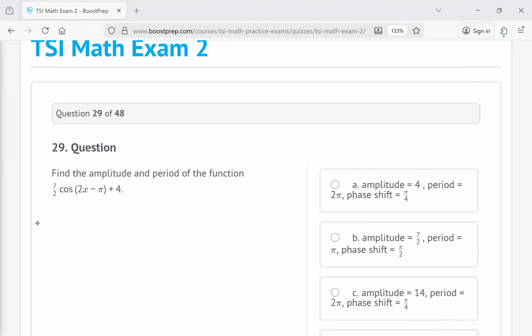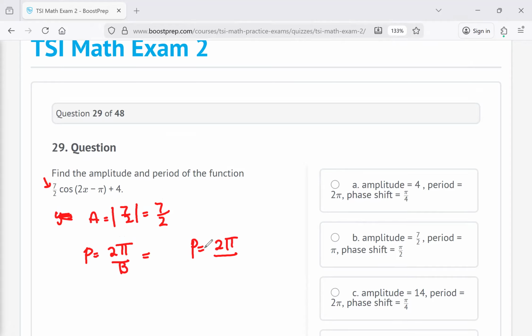Okay, question 29. Find the amplitude and the period of this cosine graph. So the amplitude is basically the number in front of the cosine or sine, or it's the absolute value. So the amplitude is going to be the absolute value of whatever this number is. So the absolute value is 7/2. And then the period of a cosine and a sine is basically period equals 2 pi over b.